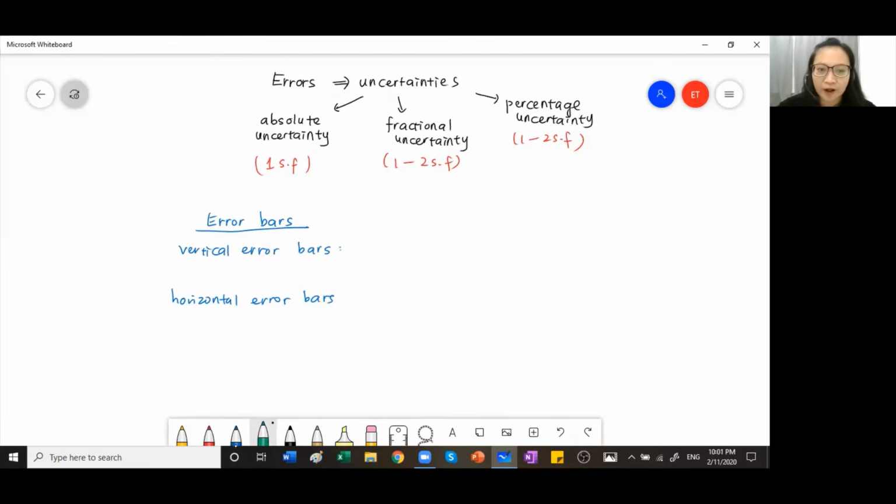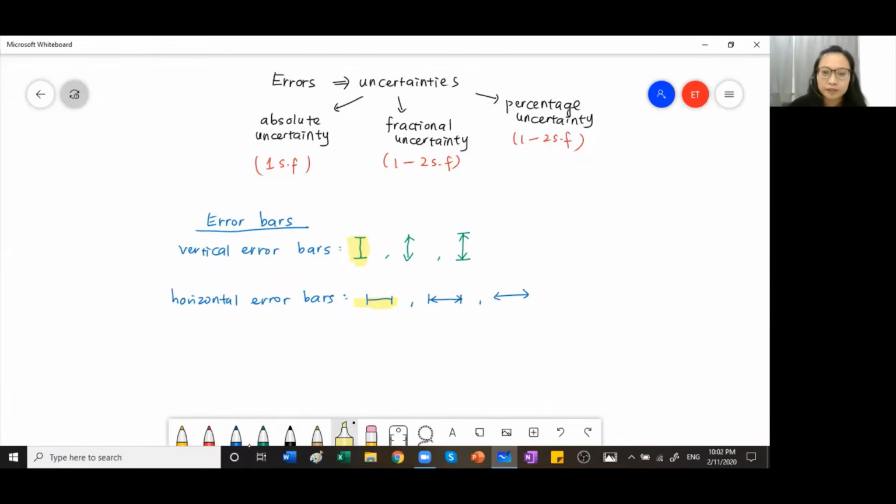The vertical error bar can be drawn like this: 2 horizontal lines and a vertical line in between. Or you can draw it in this way, or this way. It depends, but I will always prefer the first one. For a horizontal error bar, it's like this, or like this, or could be like this as well. It depends, and I prefer the first one. The error bars are due to the errors that we make during the experiment.